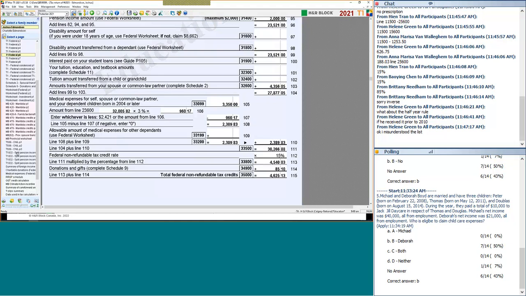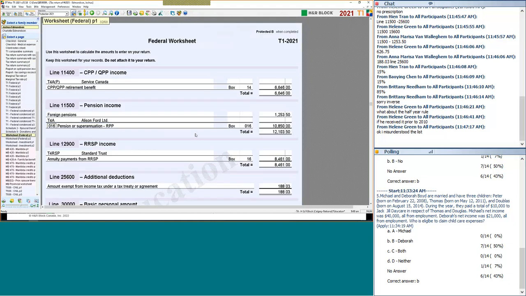Okay, and I want to talk about the split pension. So when we get to the pension line, I'm going to see if I can find the worksheets for you because I want you to see this. On his pension line, he's going to have foreign pensions, that's the U.S. Social Security, grossed up, so converted to Canadian, $1,253.50, and he has a T4A from work, which is a registered pension plan. That's $12,103.50. He also has an RSP annuity.